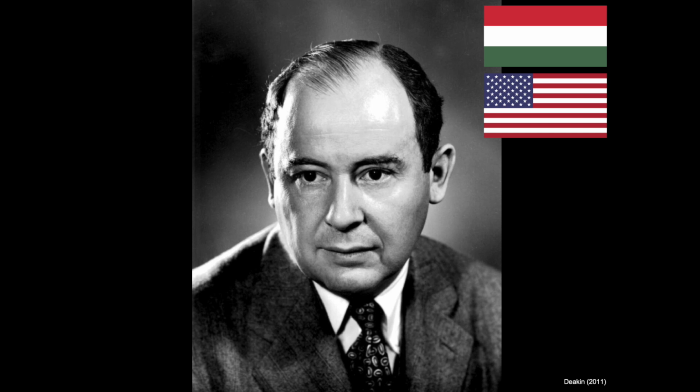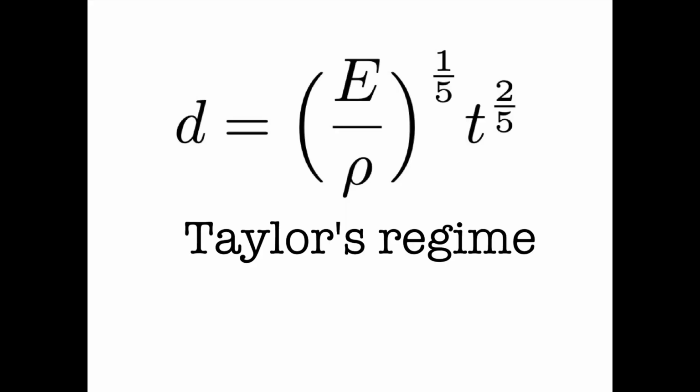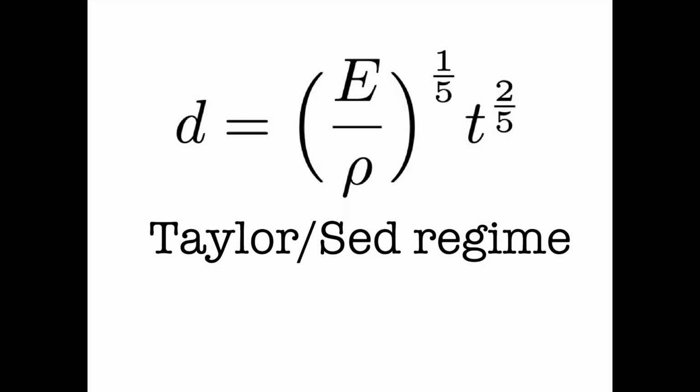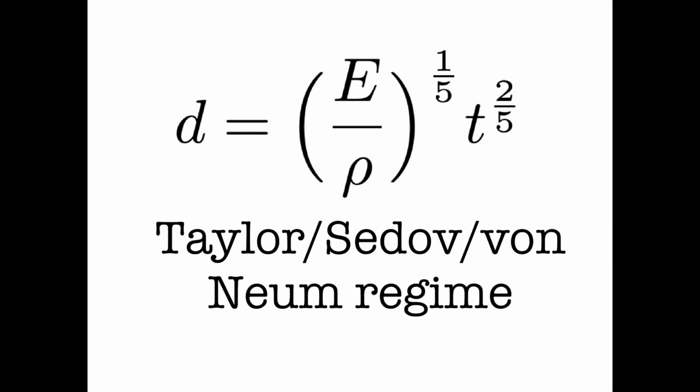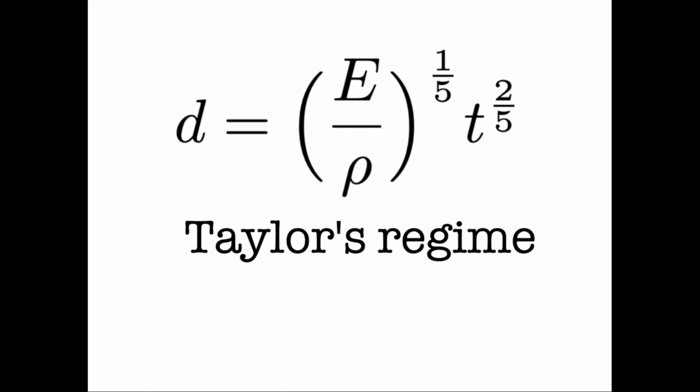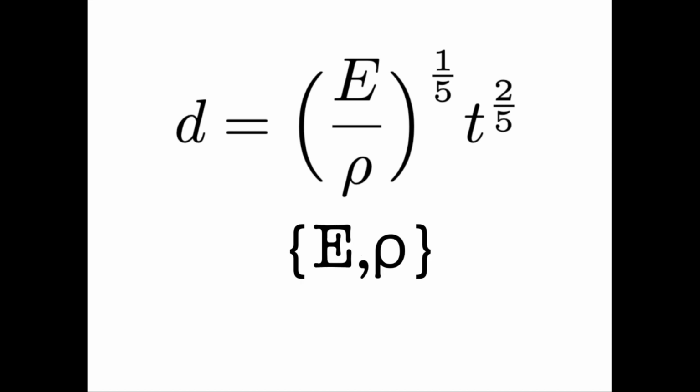also working on the problem and got the same 2/5 scaling. In the East, the Soviet physicist Leonid Sedov also got the same result. So we've called the 2/5 scaling Taylor's regime, but we could have called it the Taylor-Sedov-von Neumann regime, but this compound noun is a bit cumbersome, so we'll stick to Taylor's regime, and we will eventually just call it the energy density regime, or E-rho regime, so as not to make anyone jealous.